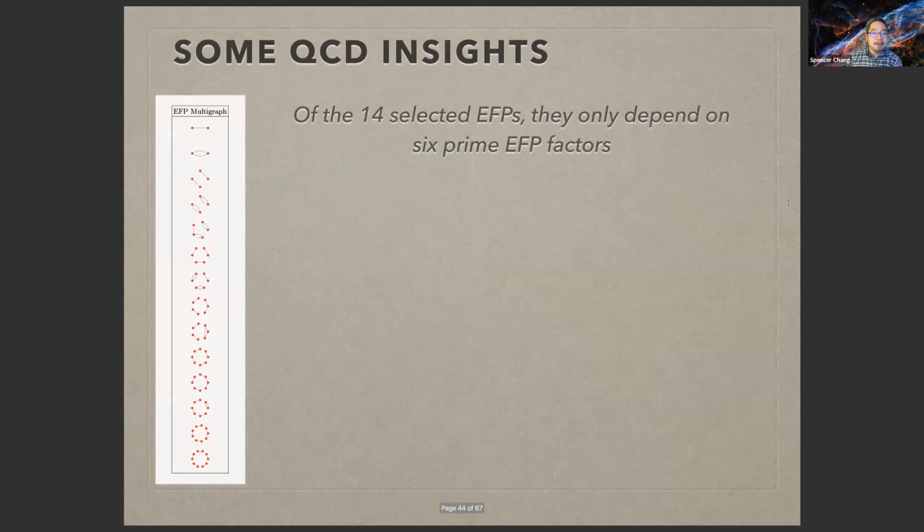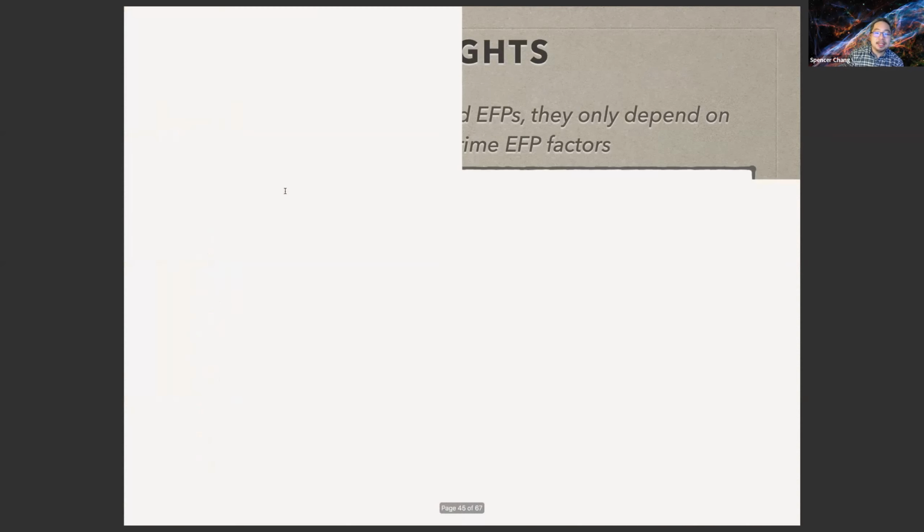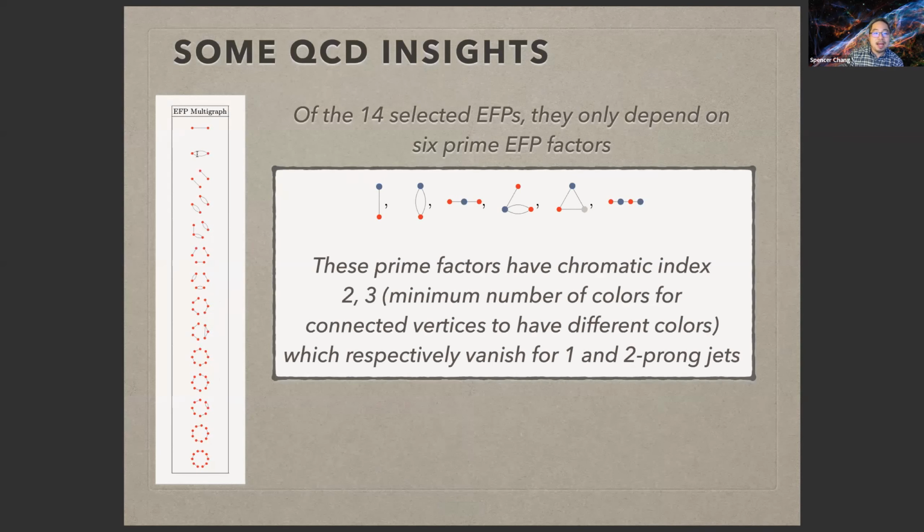But we can get some insights on QCD from this result. We went through 14 iterations, so we selected 14 energy flow polynomials. These are all the graphical depictions of them. But if you look at them carefully, there are really only 6 prime ones. They call them primes because this one is really the product of 2 of these.